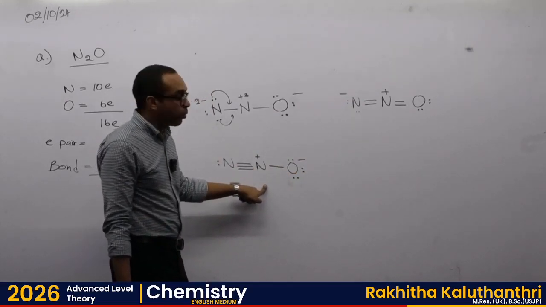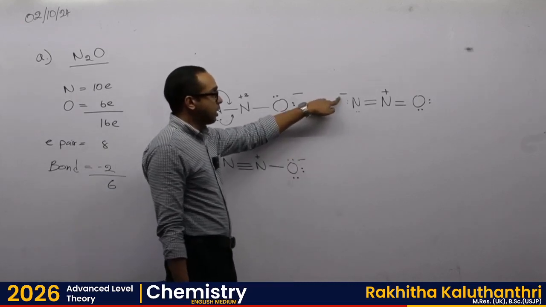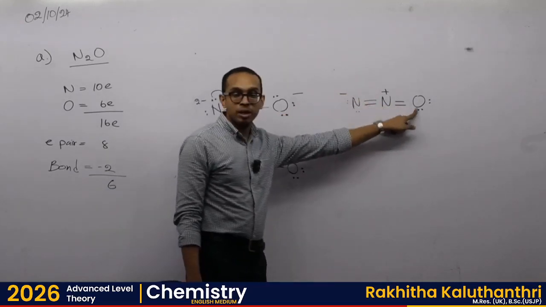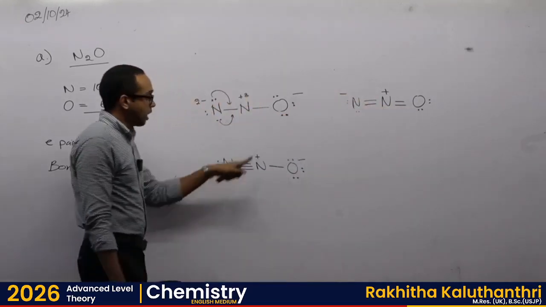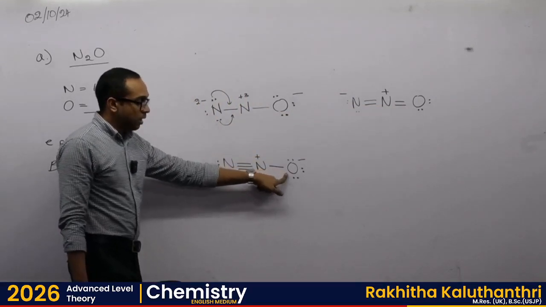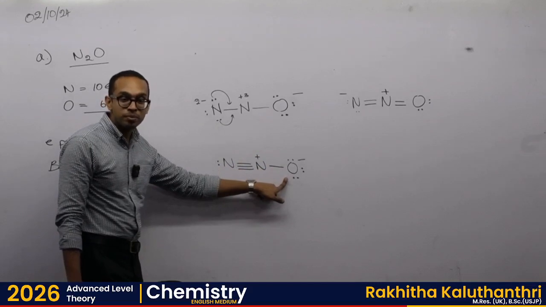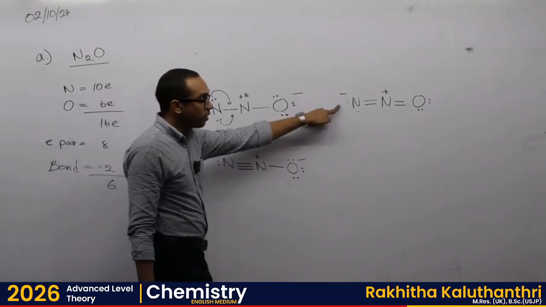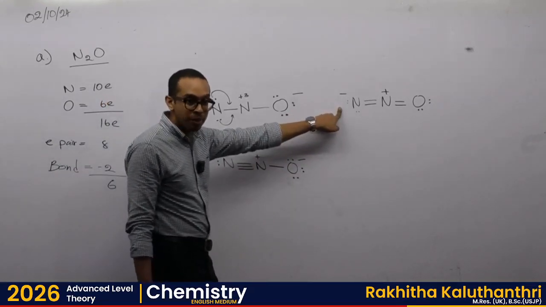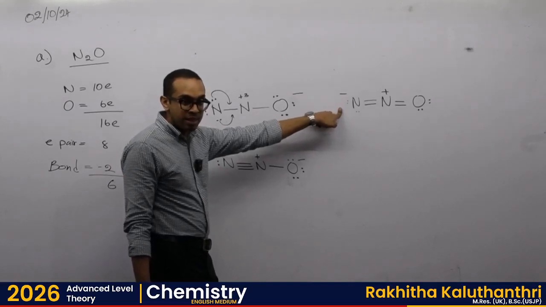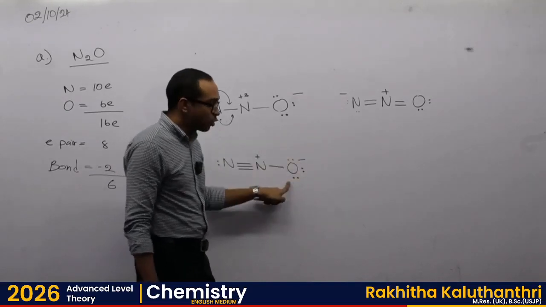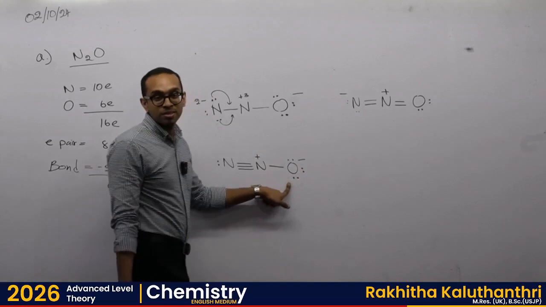In the more stable one, the negative charges should be present on the more electronegative elements. So the negative charge here should be present on the more electronegative oxygen atom, right? This is not wrong, this is not very unstable. Instead, this other one happens to be more stable.